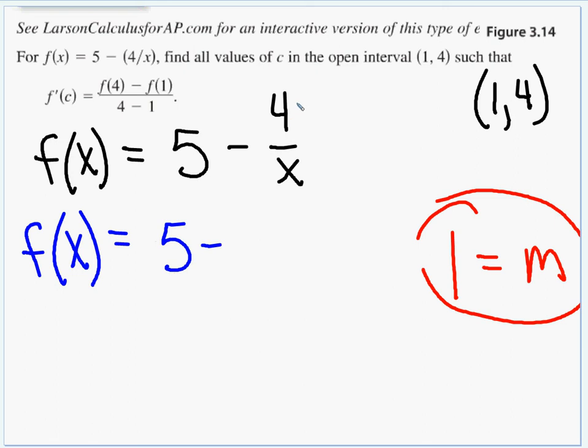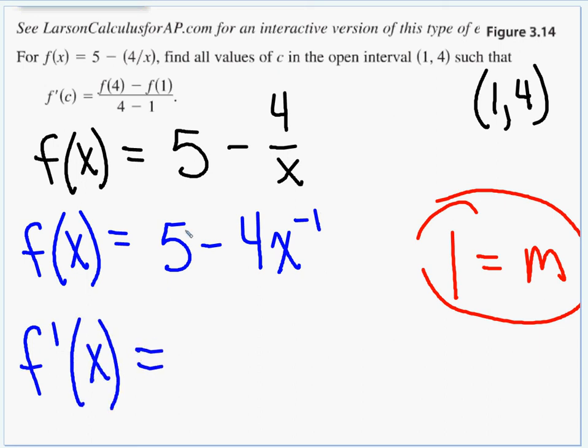5 derives away. Here the negatives are going to multiply. That's going to turn into a positive 4. And then it's going to be x to the negative 2. Let's get rid of the negative exponent by putting it down in the denominator. So now here's our derivative.